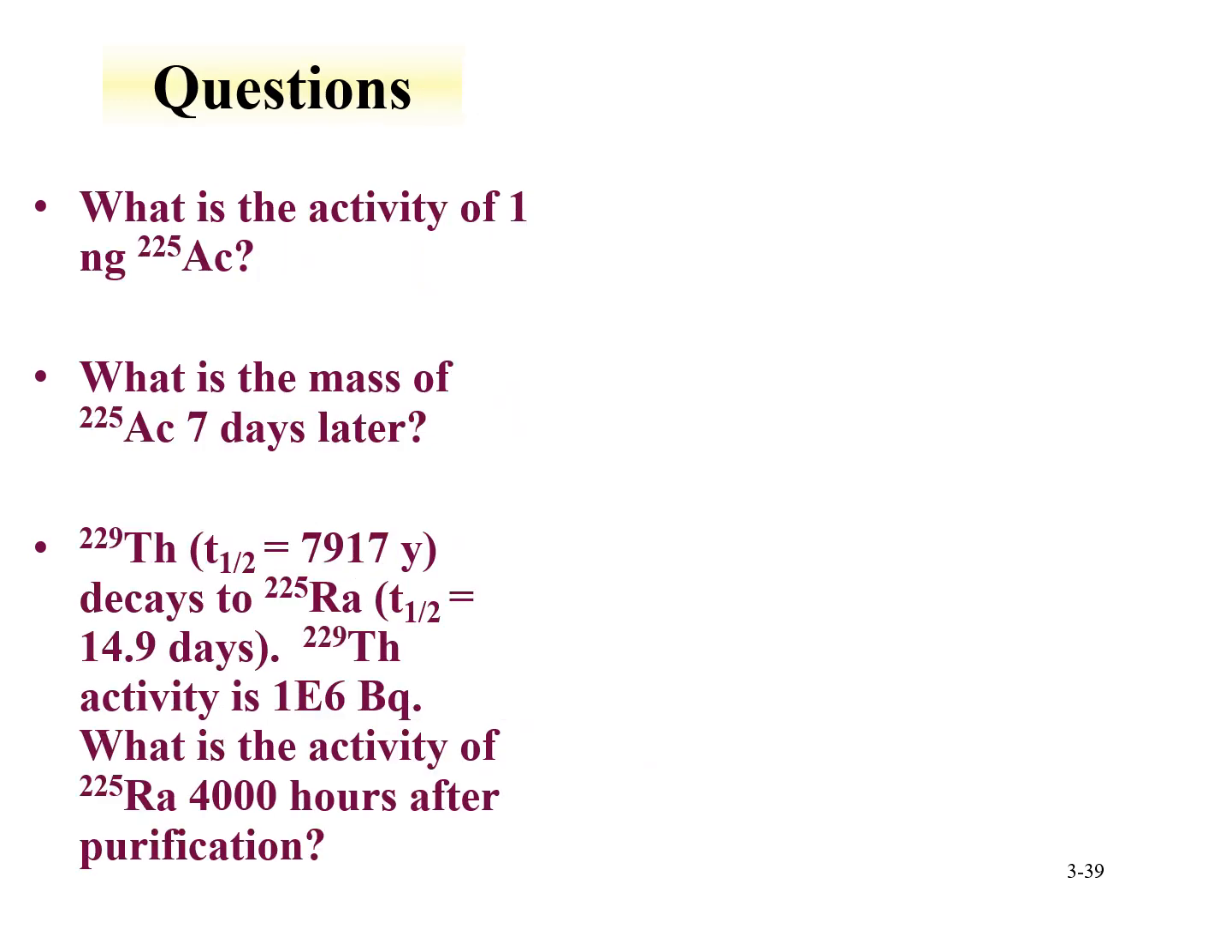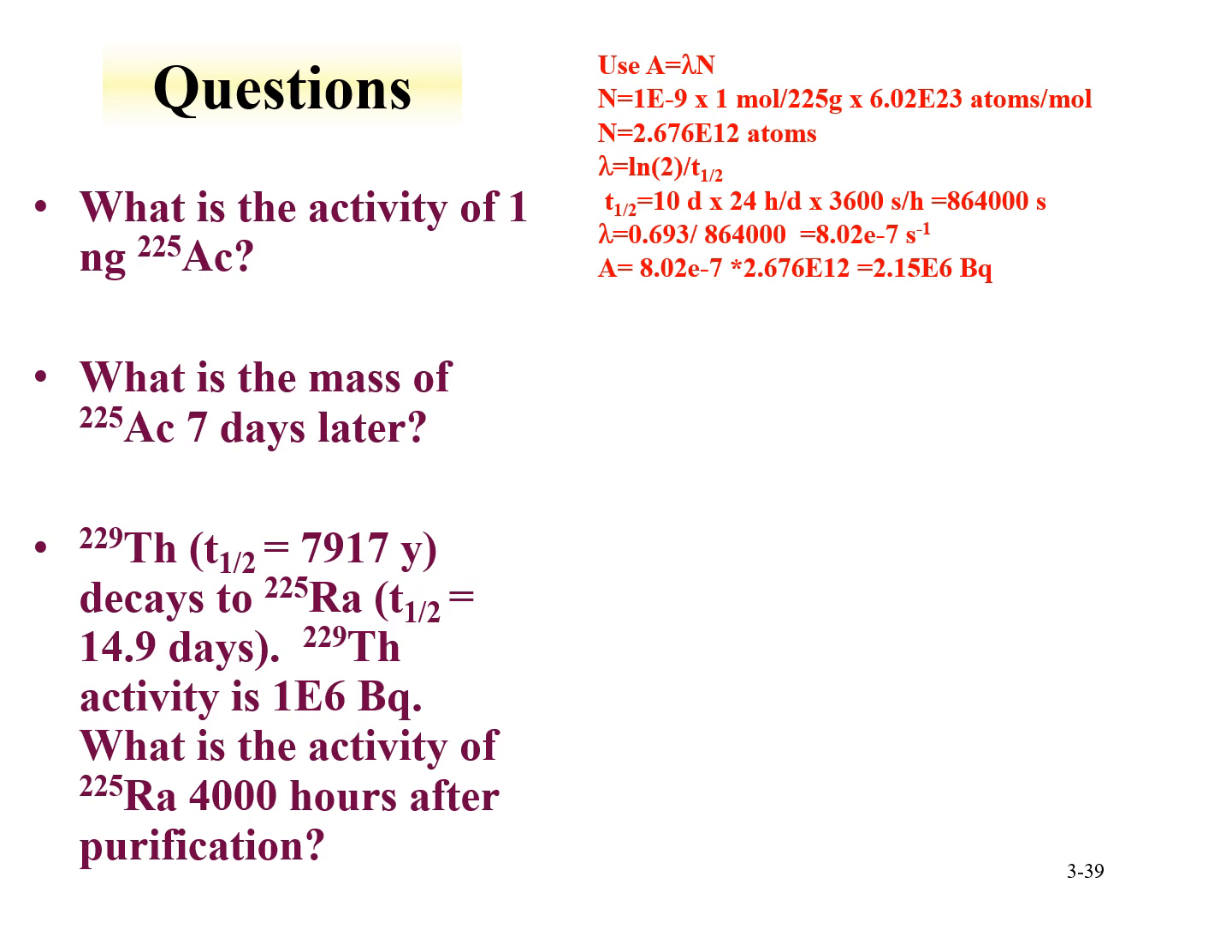Some other questions you should be able to answer. What's the activity of a nanogram of a certain isotope, in this case actinium-225? The main equation to use: activity equals lambda n. So now we need to solve for n for 1 nanogram of actinium-225. We can evaluate that number.